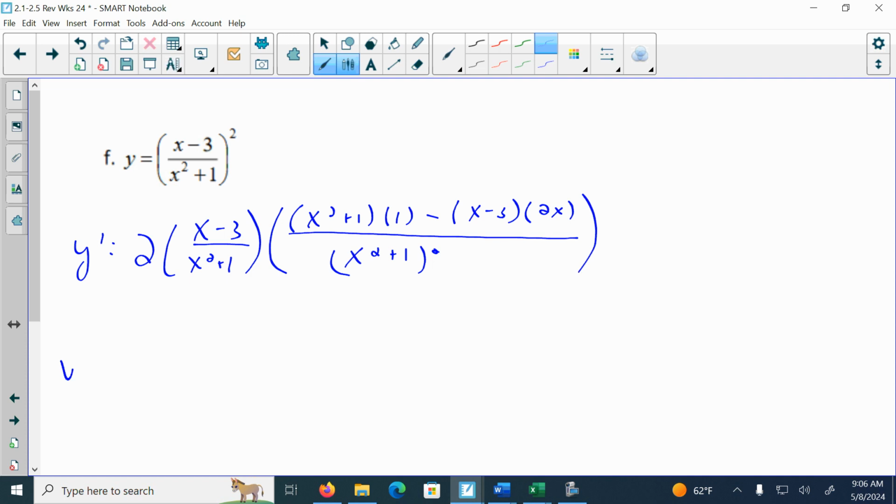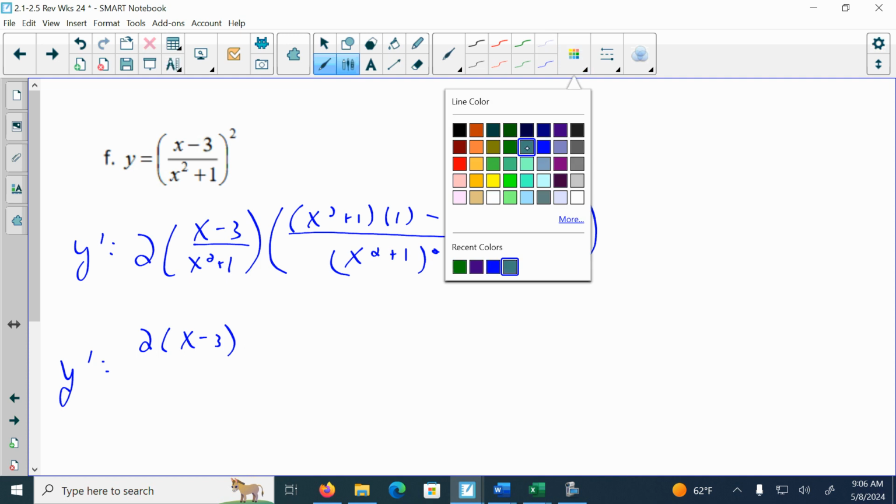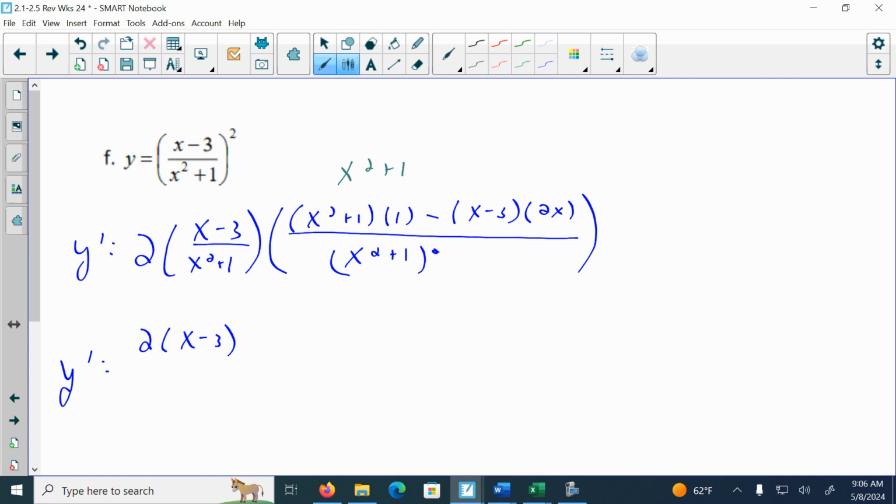So I have 2 times x minus 3. And then this, I'm going to kind of cheat here for a second. This is x squared plus 1. And minus, and then this will be minus 2x squared plus 6x.